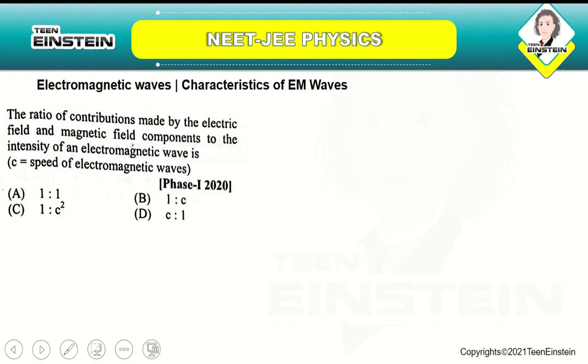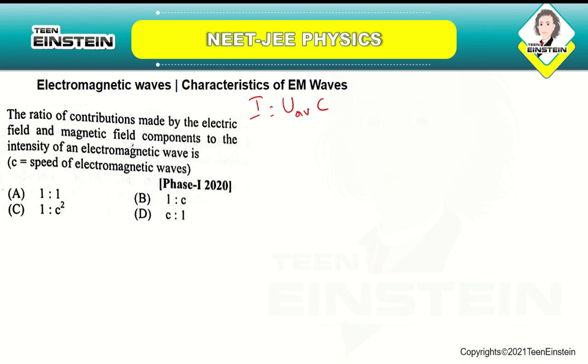The next question is: the ratio of contributions made by the electric and magnetic field components to the intensity of an electromagnetic wave is. So here they want us to find out the ratio of the electric field and the magnetic field components to the intensity of the electromagnetic wave. So generally the intensity of the electromagnetic wave is given by I is equal to U_av times C, where U_av is the average energy of a wave. So average energy of a wave means we have two components. One is average energy in terms of electric field and another one is average energy in terms of magnetic field.